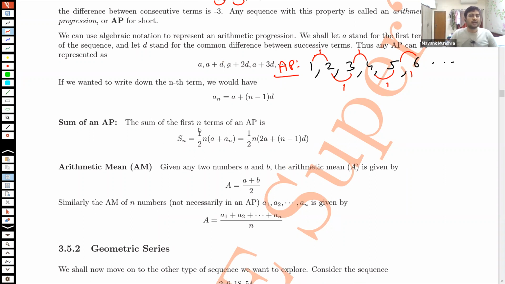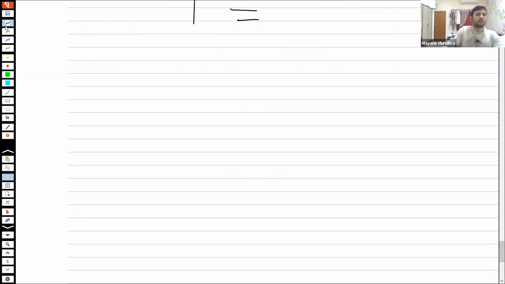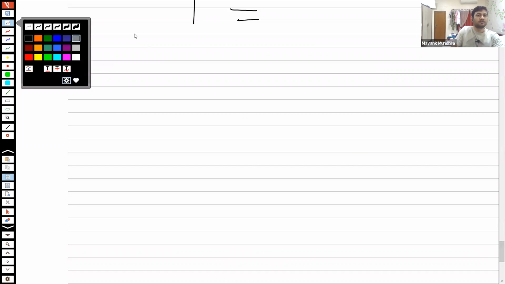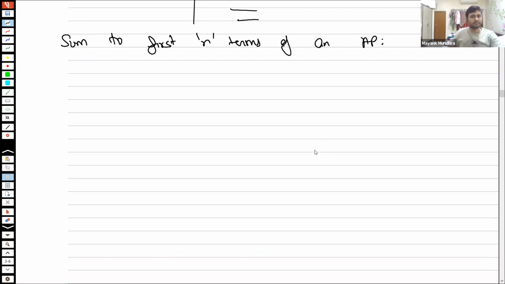So if you want to sum the n terms of an arithmetic progression, how do I do it? Suppose I want to find the sum of the first n terms of an arithmetic progression with the first term a. Generally we assume the first term is a and the common difference is d.